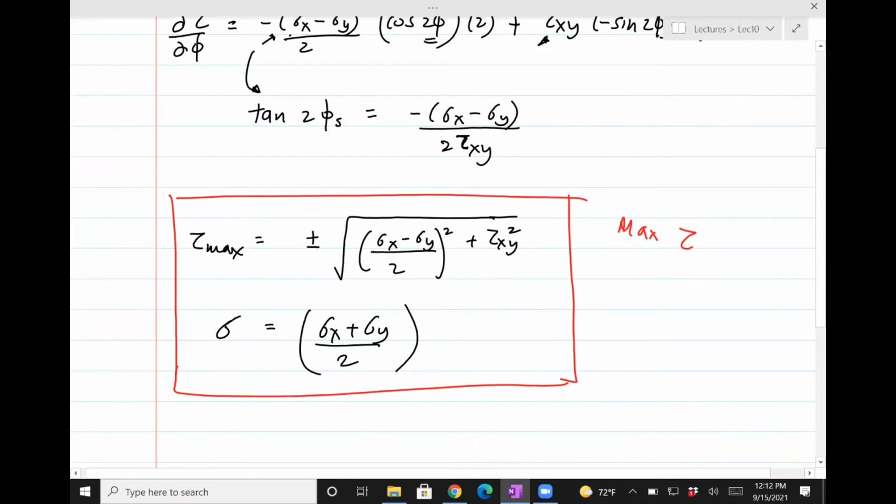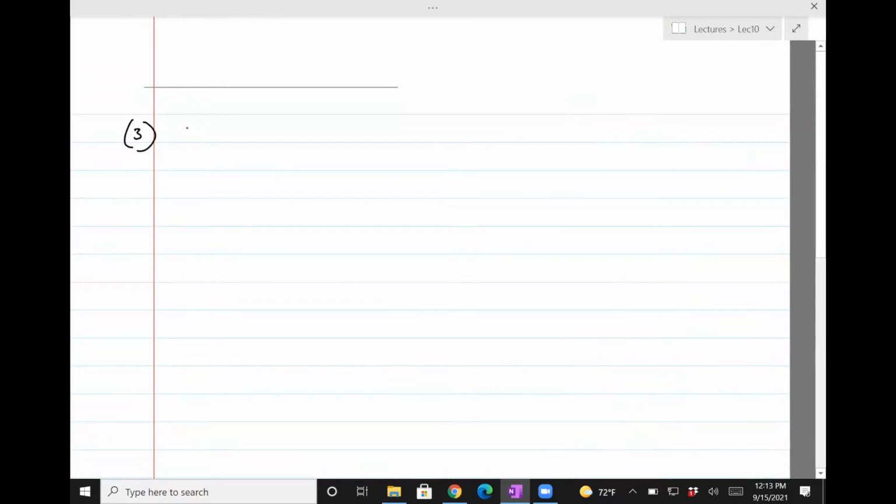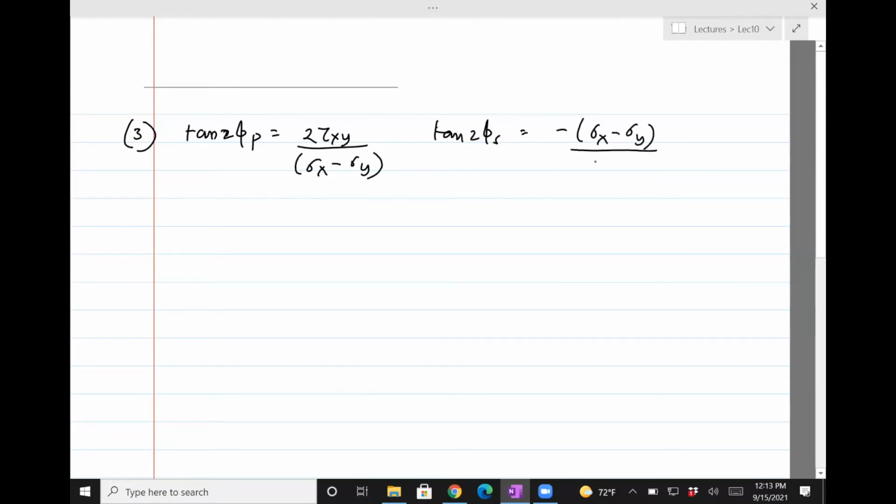Okay, one final thing before we get to the Mohr circle. So I wrote down the direction for the maximum normal stress, right? So it was tan 2 phi p equals 2 tau xy over (sigma x minus sigma y). And then I wrote down the expression for tan 2 phi s, this is the direction for maximum shear stress, equals minus (sigma x minus sigma y) over 2 tau xy.